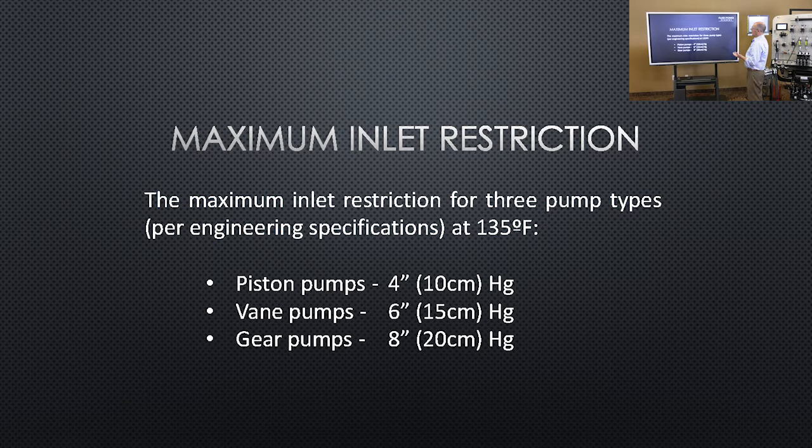Maximum inlet restriction for the various types of pumps are as follows. There are three popular pumps in the industry: piston pumps, vane pumps, and gear pumps. The respective volumetric efficiencies per engineering specifications provided by the pump manufacturers are: piston pumps, maximum inlet restriction 4 inches of mercury at approximately 135 degrees Fahrenheit. Vane pumps, 6 inches of mercury at, again, 135 degrees Fahrenheit. And gear pumps have the highest tolerance for inlet restriction, 8 inches of mercury at normal operating temperature.